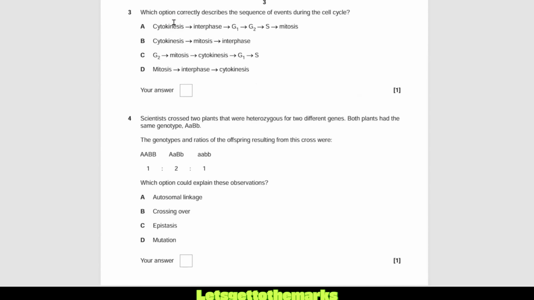Question 3. Which option correctly describes the sequence of events during the cell cycle? Why don't you see if you can draw the cell cycle out before you answer this? If you can draw it and you know it off by heart, this is just a straight content memory recall. Do you know the cell cycle off by heart? Draw it out, pause the video, have a go, and then try and work out the answer. Unpause, I'll go through the explanation.